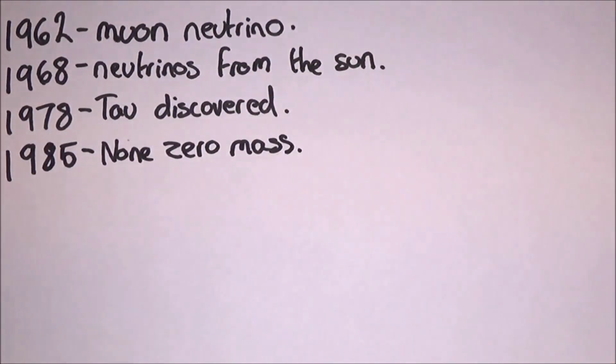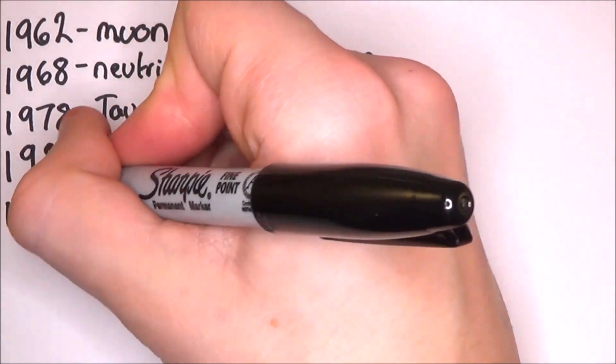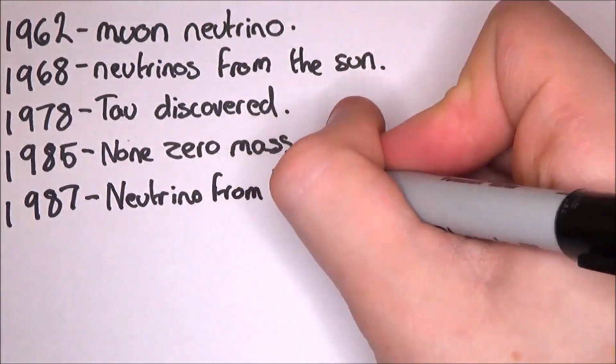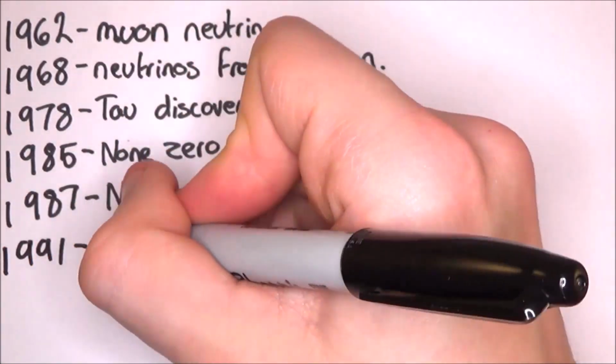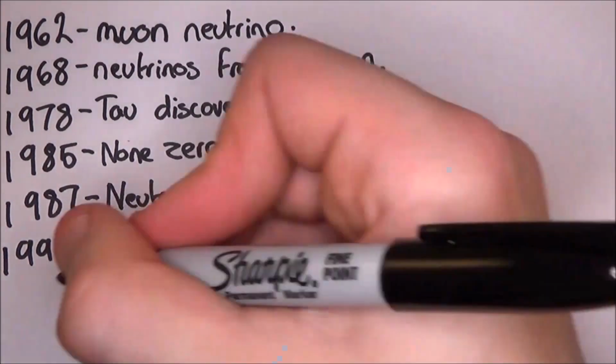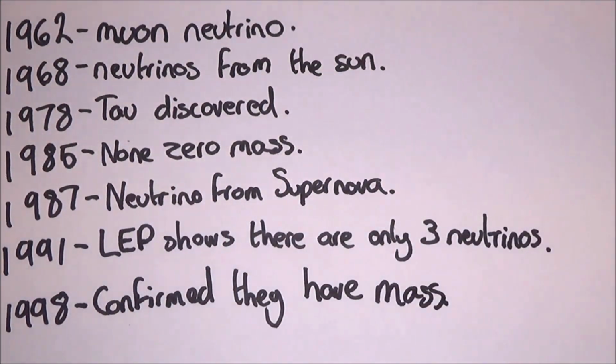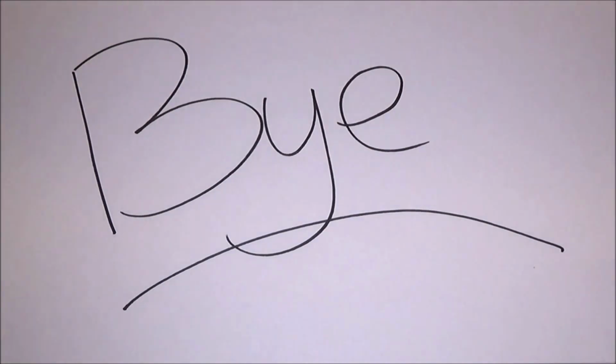In 1985, the IMB experiment and a Russian team reported that neutrinos have a non-zero mass. Then in 1987, we found a burst of neutrinos from a supernova. In 1991, the LEP Collider did experiments showing that there are only 3 light neutrinos. Then in 1998, we confirmed that neutrinos have mass. That is pretty much all I'm going to say about neutrinos at the moment.